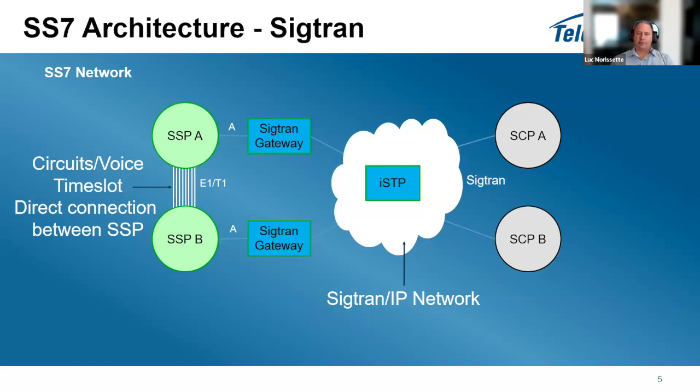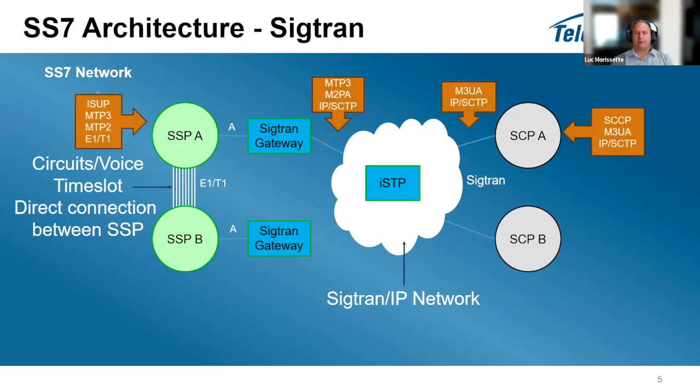The voice circuits here between the SSPs are still E1, T1. Right? So at this level, you still have the ISUP level here with MTP3, MTP2, and E1 T1s going to the SIGTRAN gateway. But once you've crossed the SIGTRAN gateway, then you have other lower layer protocols like M2PA, or it could also be M3UA here, and then your other protocols run over your SIGTRAN.